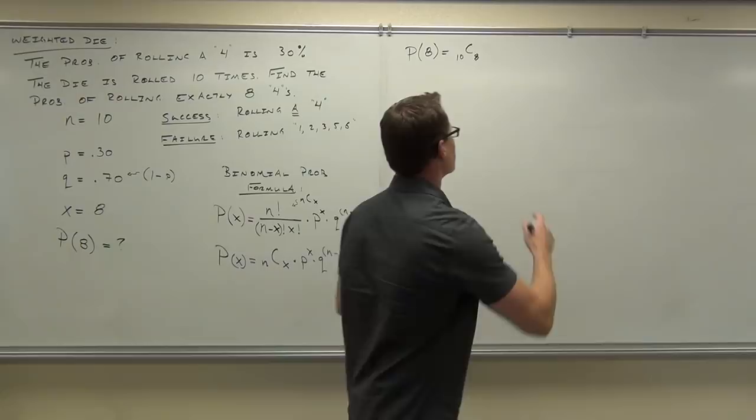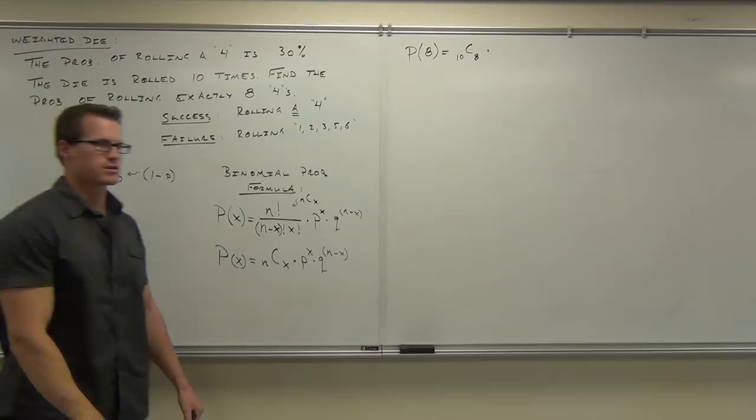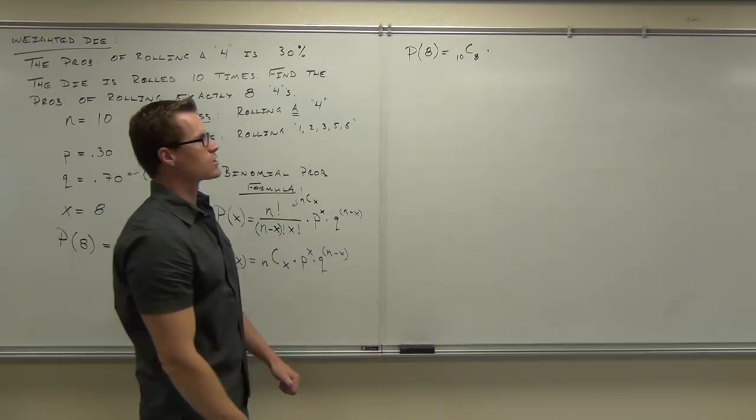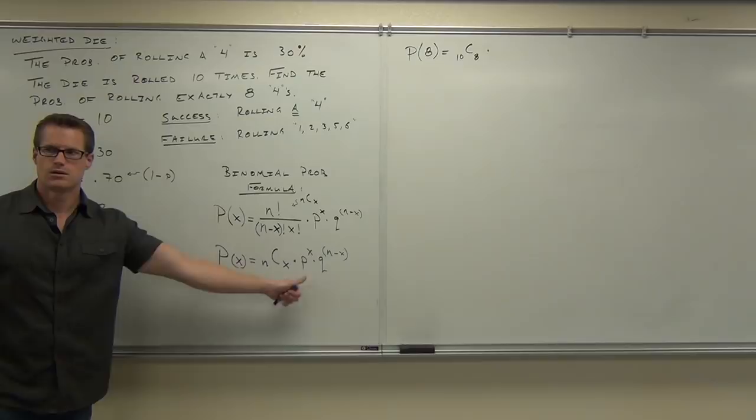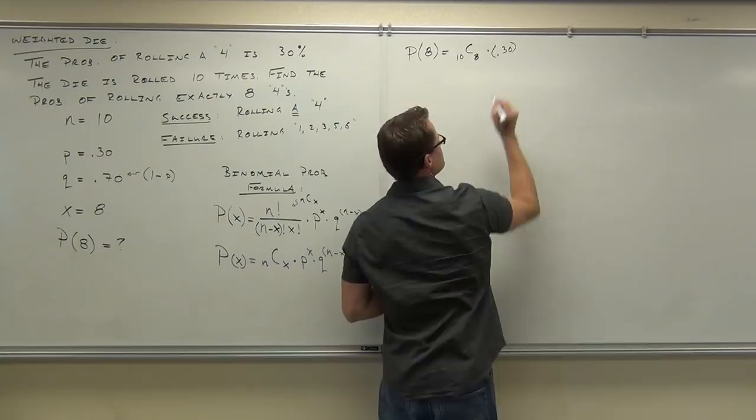Times. We're going to take the probability of each of those successes to the power, which happens to also be the number of successes. So what's our lowercase letter p? What would go right here? I'm going to put that in parentheses. It looks a little bit nicer that way, so you know that's a decimal in there, 0.30. What power is that going to be raised to, ladies and gentlemen? 8.